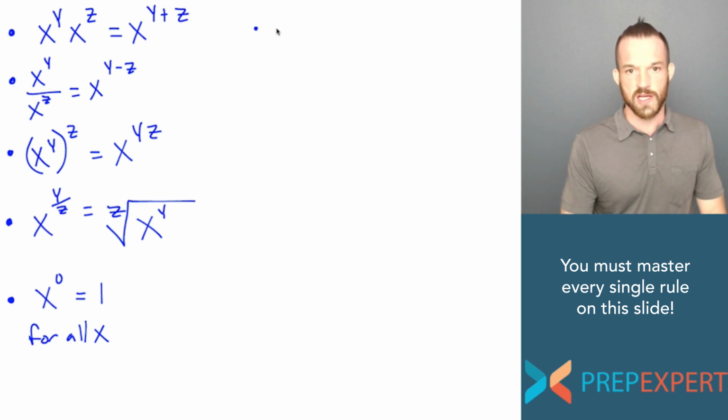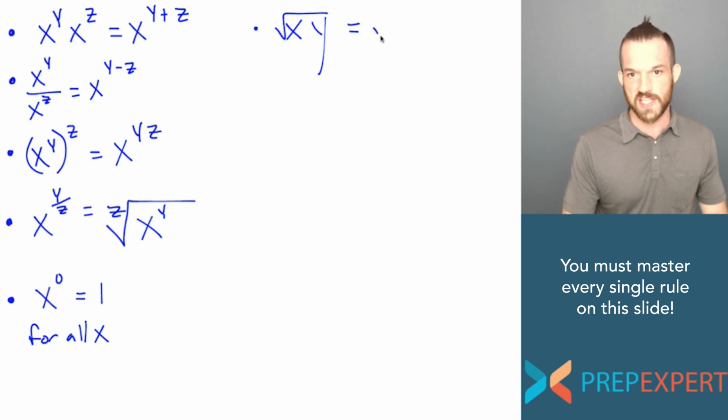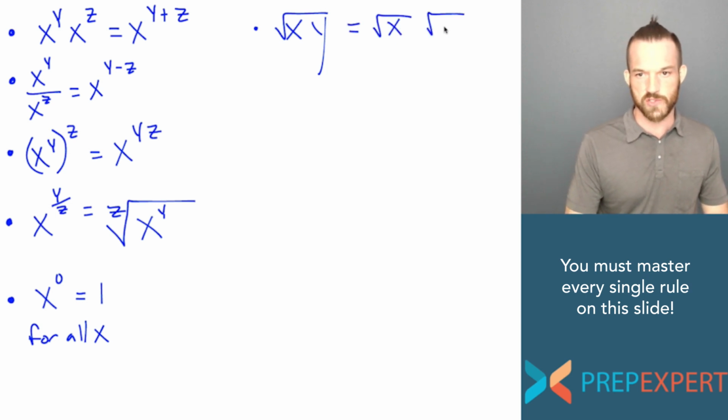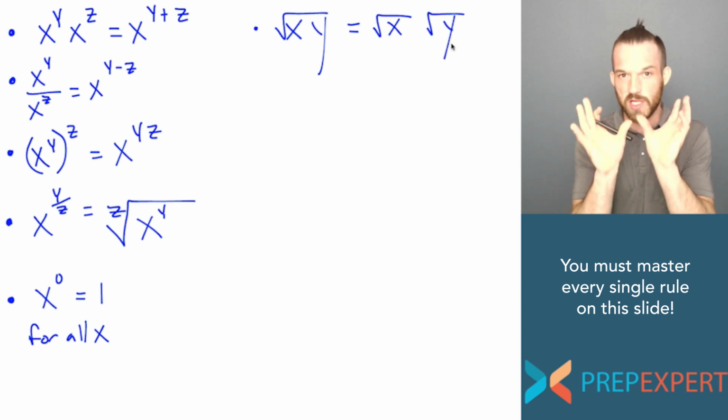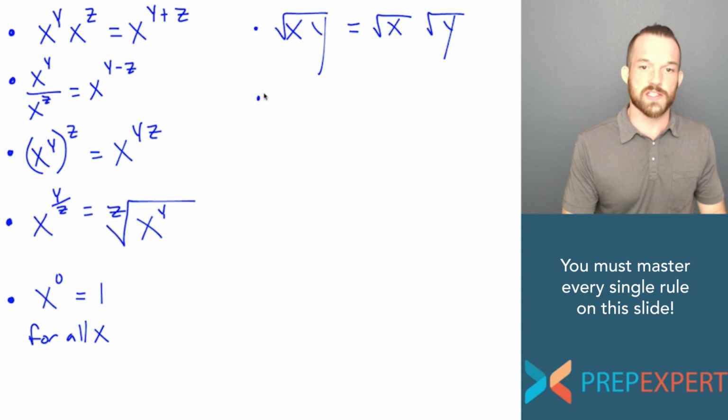Here's another one. If I have the root of xy, and this isn't really an exponent rule, but it's worth talking about, if I have the root of xy, that's the same as the root of x times the root of y. In other words, I can split up roots by factoring them. We also need to know this one.